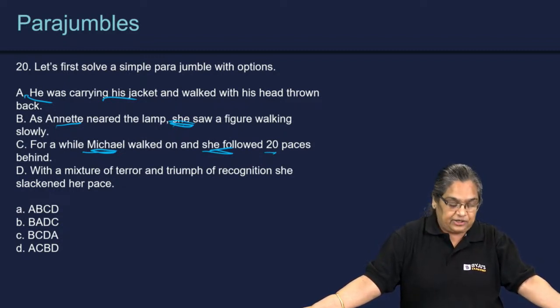What do you think is the right order? A, B, C, D; B, A, D, C; B, C, D, A; A, C, B, D. A, B, C or D? Which one is the option?